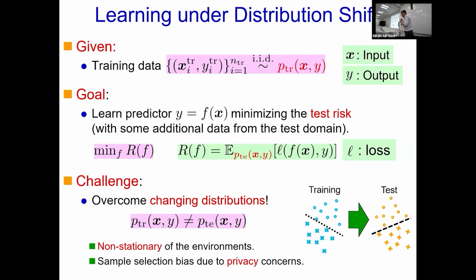For example, there is non-stationarity of the environment. If we analyze brain signals, our brain is quite non-stationary and the situation is not the same over time. Or, even more seriously nowadays, due to privacy concerns we are not allowed to collect training data as we wish. Then our training data is essentially biased compared to the test distribution. So that's the target here.